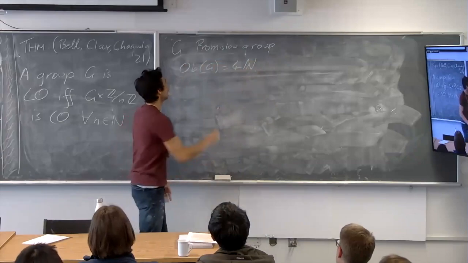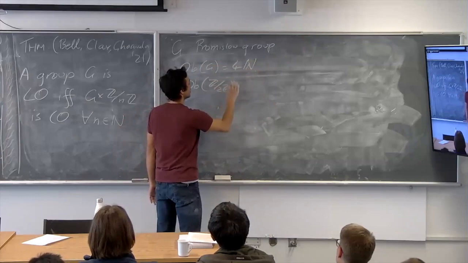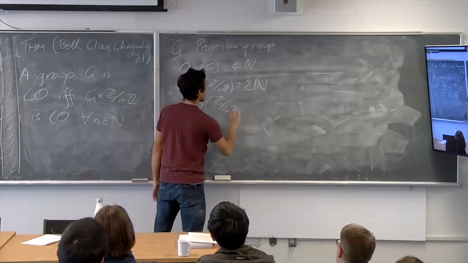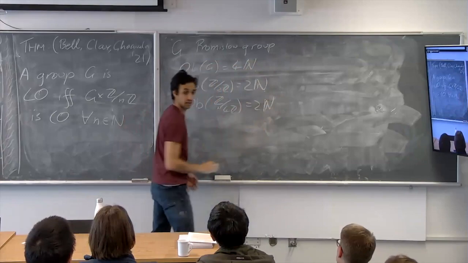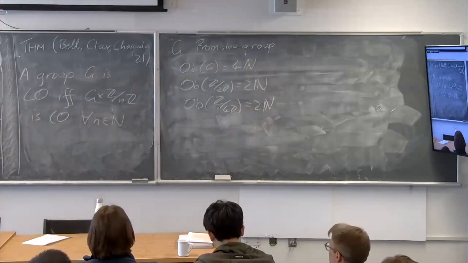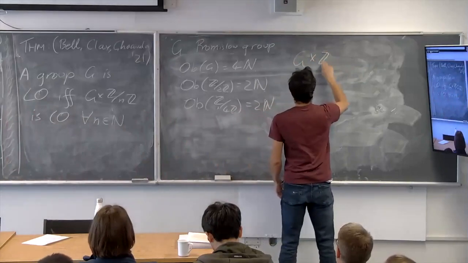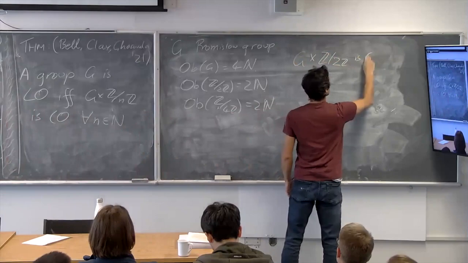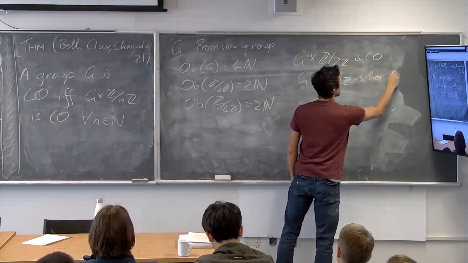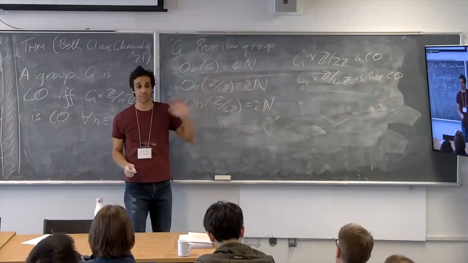The obstruction spectrum of Z/2Z is 2N. The obstruction spectrum of Z/4Z is also 2N. But here's what's true: G × Z/2Z is CO, and G × Z/4Z is not. Maybe this tells you need more information than just the obstruction spectrum to get something about direct products.